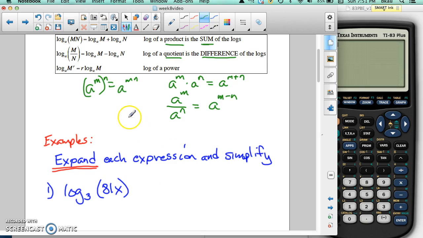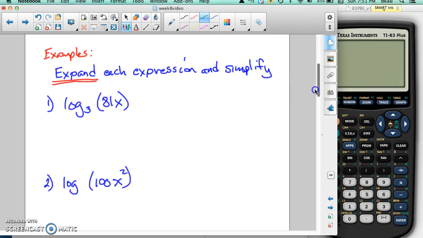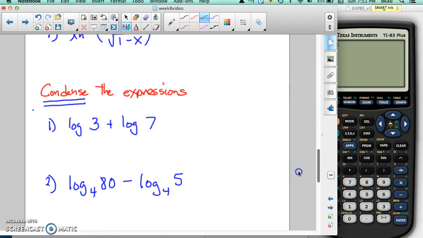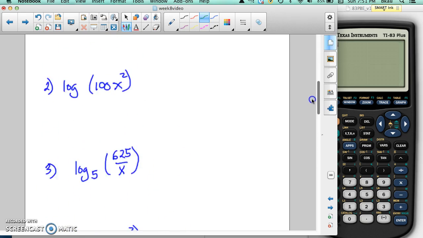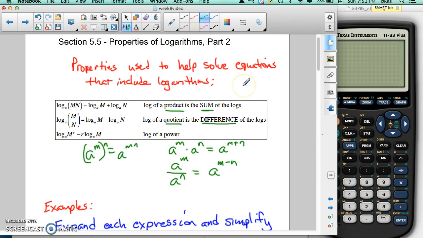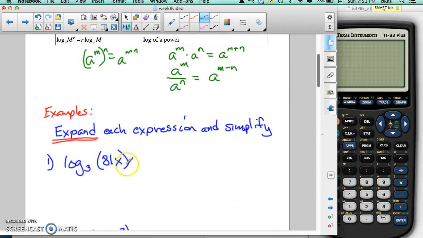The second thing we're going to do is take the logarithms on the right hand side and condense them down. So the 2 things we're going to do here are expand and condense. Sometimes we start with the rule on the left and make it look like the rule on the right, which is expanding. Sometimes we take the rule on the right and make it look like the rule on the left, and that's condensing. Alright, so let's start with expanding.